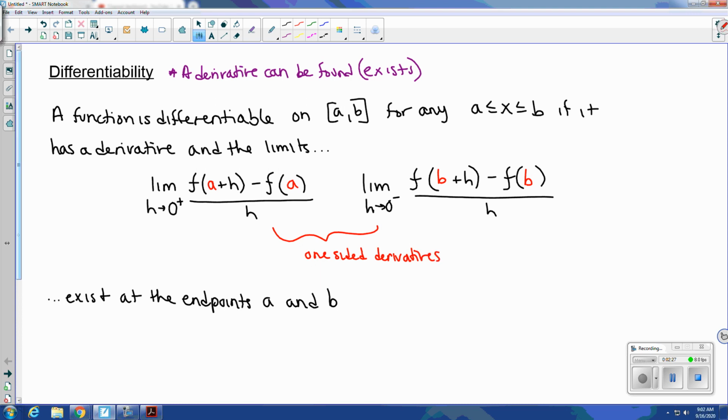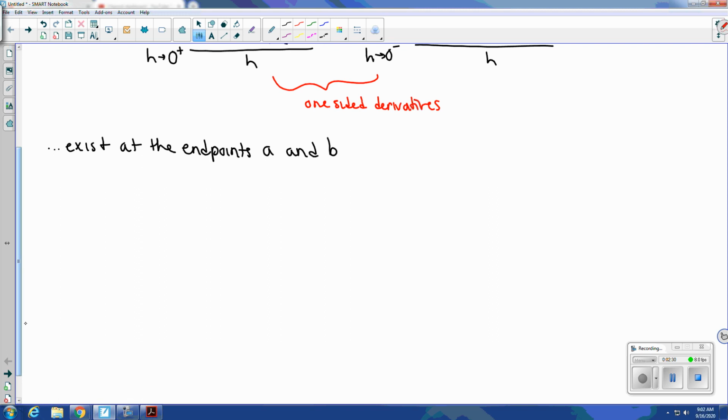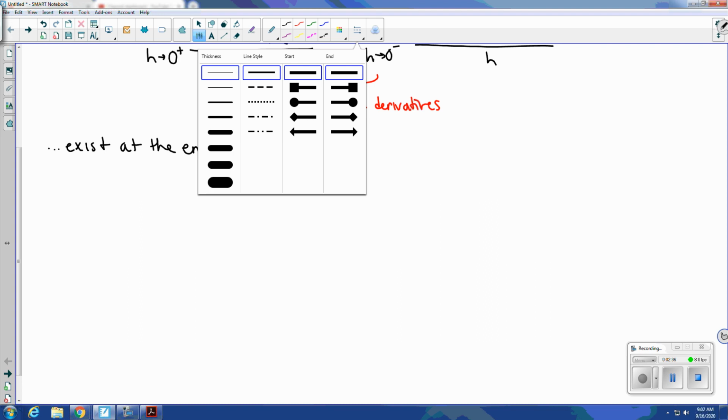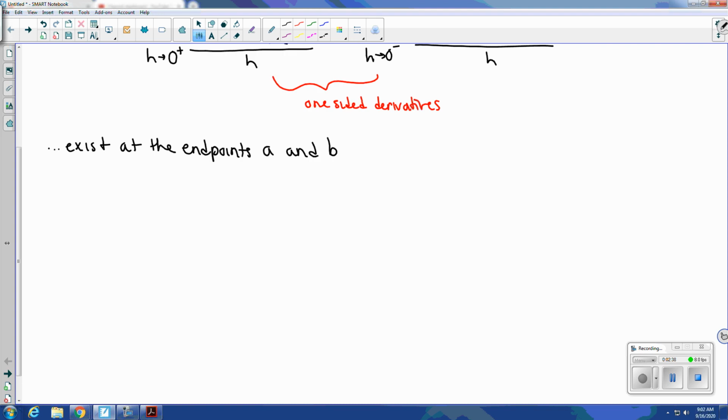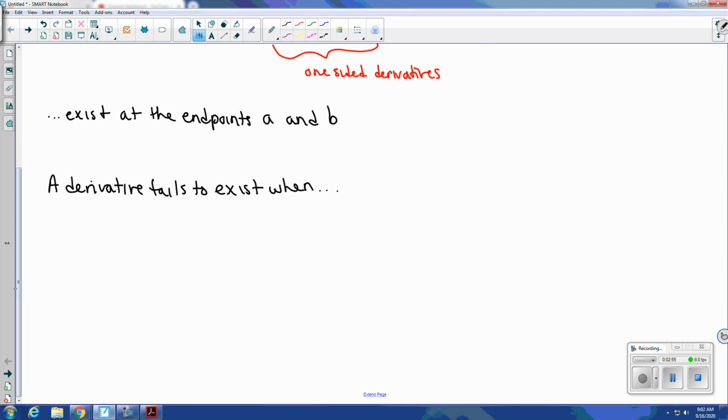Now, if we're looking at differentiability, we can start with, well, where do we fail to have differentiability? That can often help identify if we do have differentiability. So, a derivative fails to exist when? Case number 1, there's a corner.